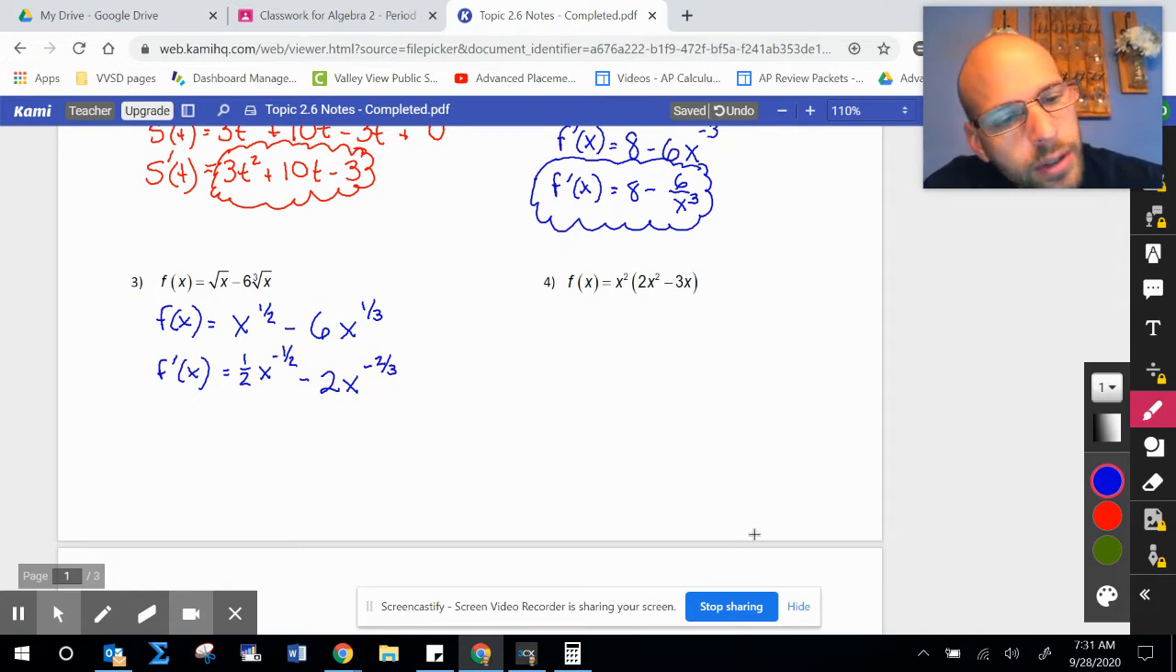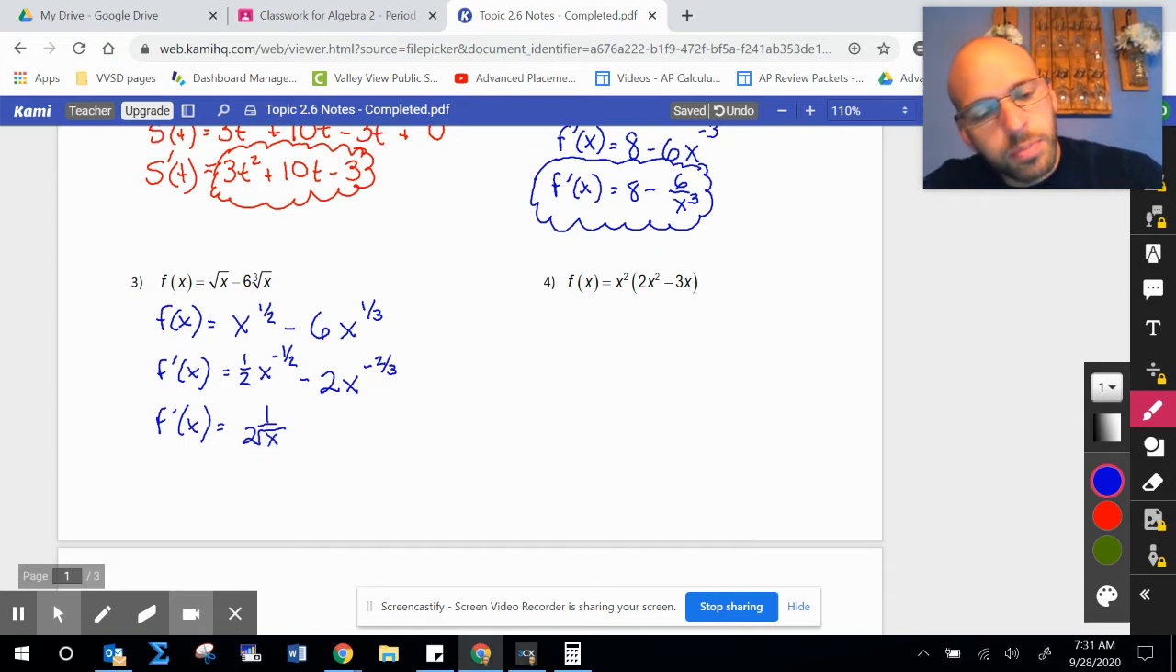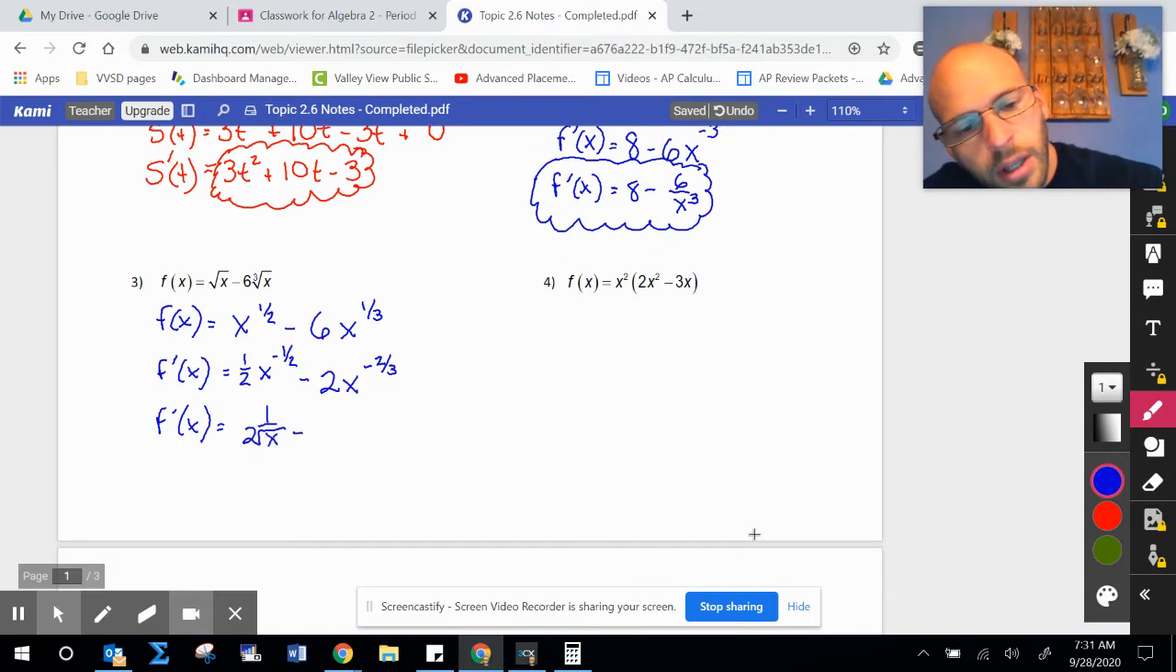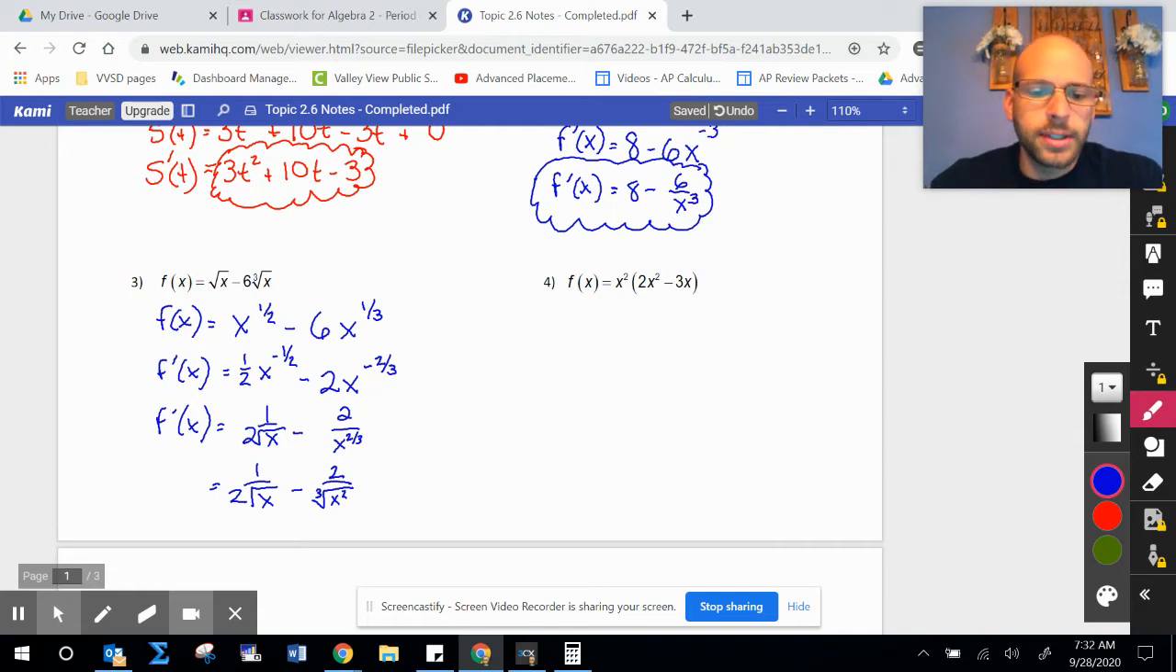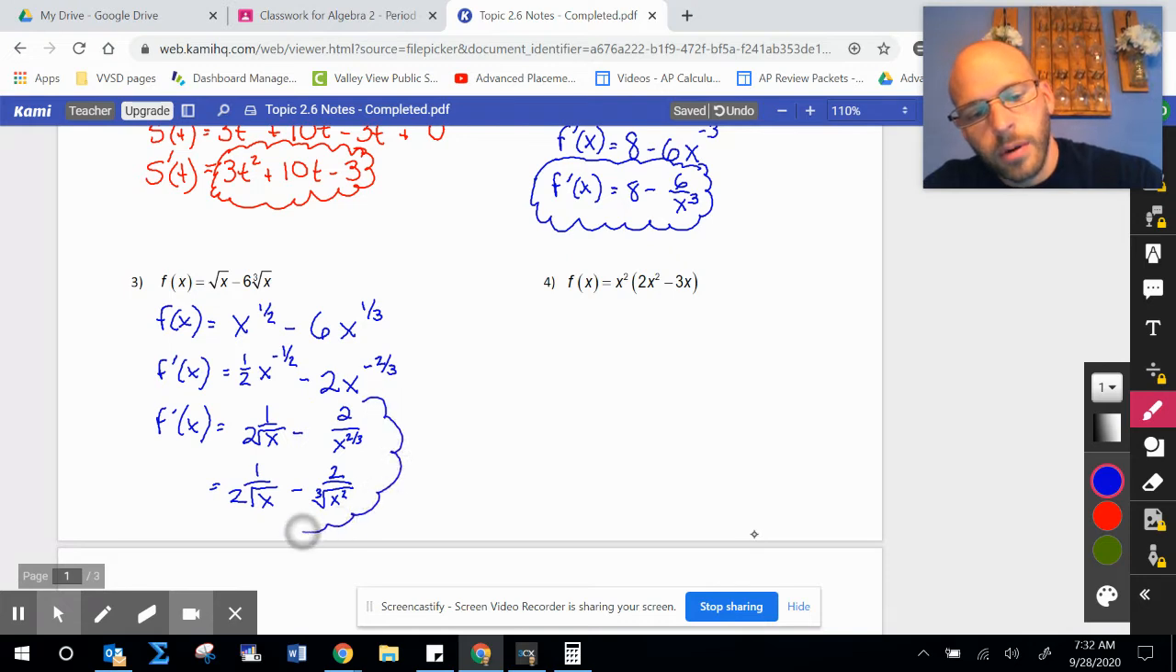So if I now write this so that it doesn't have any negative exponents, that would just be a square root of x on the bottom and minus 2 over, you can either write it as x to the 2/3, or I just want you to know, just in case multiple choice, I want you to be able to match your answer. This is the same thing as saying the cube root of x squared. So either of those answers would work, okay?